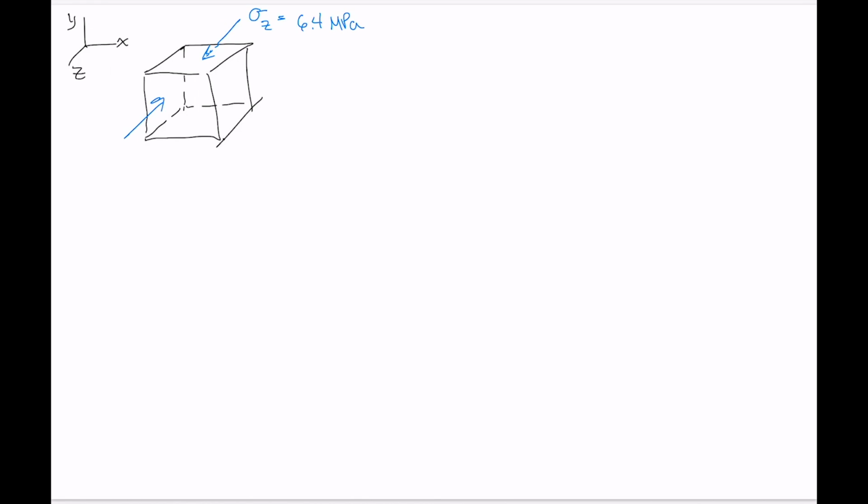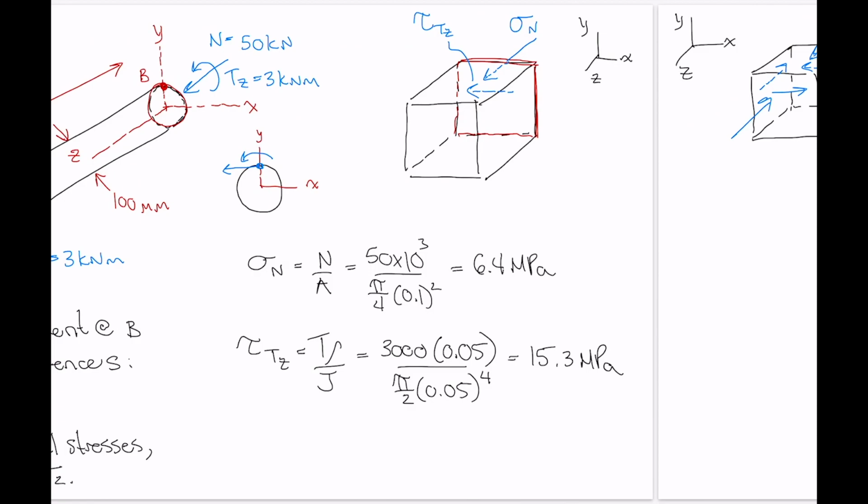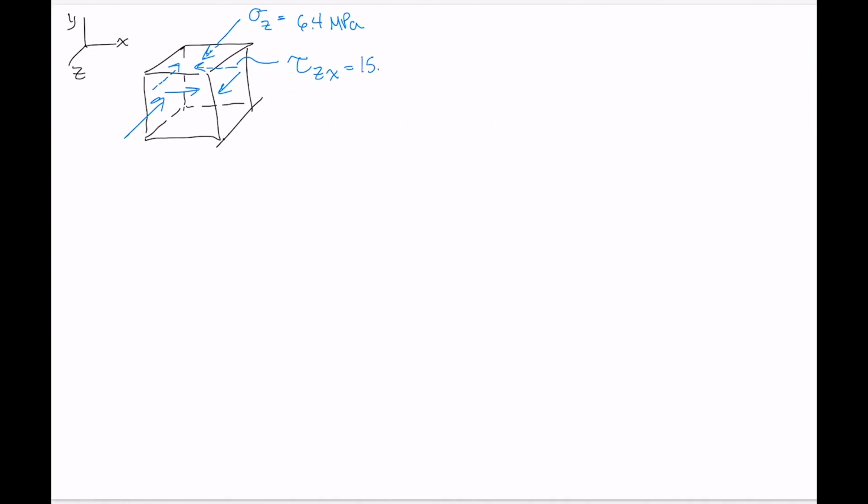Okay, and then our shear stress was pointing over this way, which means that we have one on the front face like that, and one on that face, and one on that face, and its label is tau. The face that it's on is perpendicular to z, and the shear stress is parallel to x, so it's tau zx, and its value is 15.3 MPa.